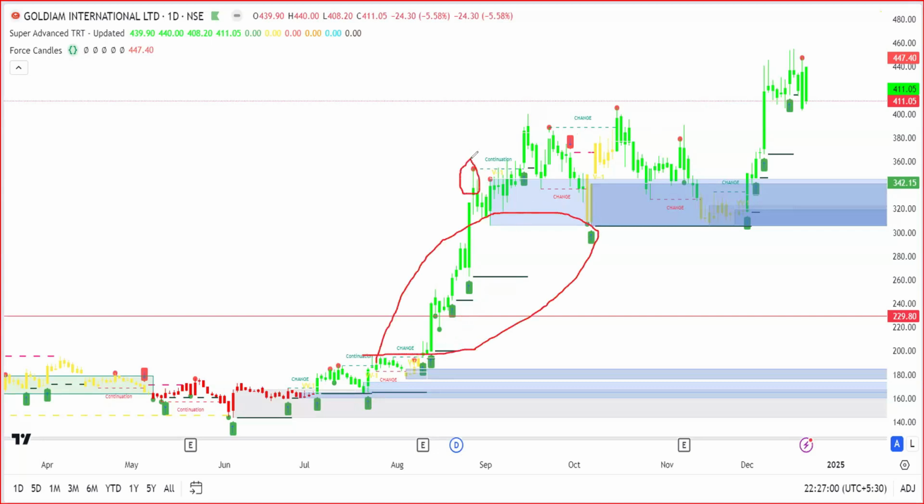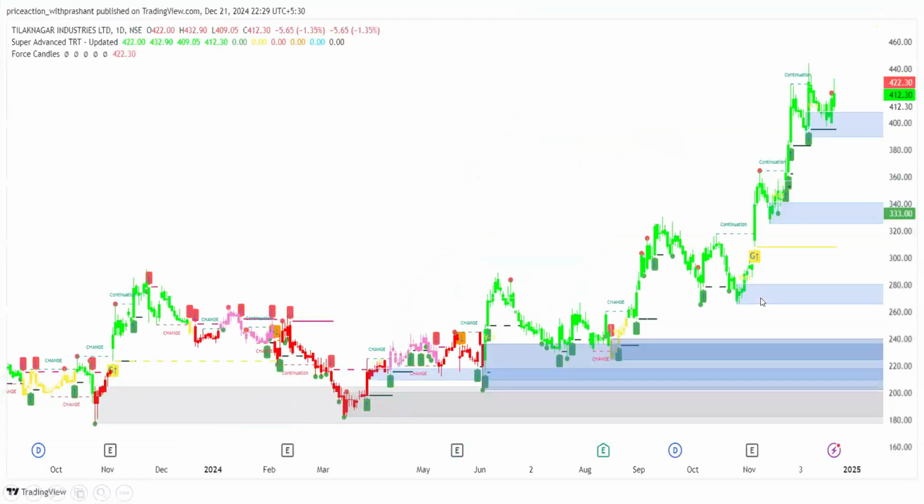If we book here, that is also fine. If we book here, that is also fine. If we book here, that is also fine. Don't look to book profits at the top, or don't look to take entry at the bottom. If we want to take entry here, it may come up and again fall down. So hit the stop loss.